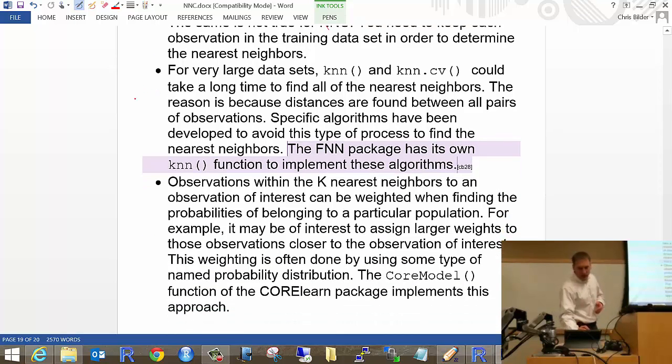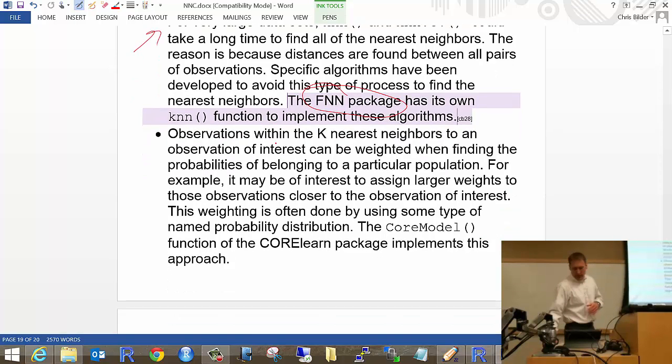Well, what happens if you have a very large data set? As you can see here, you could be calculating lots and lots of distances. Because of that, fast algorithms have been developed to facilitate this process. If you are interested, you can take a look at the FNN package for functions that implement these algorithms.